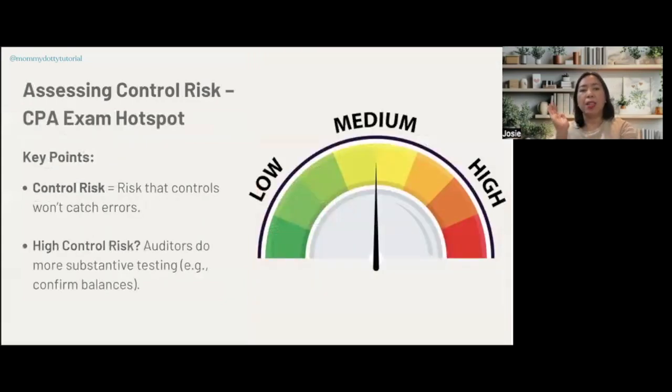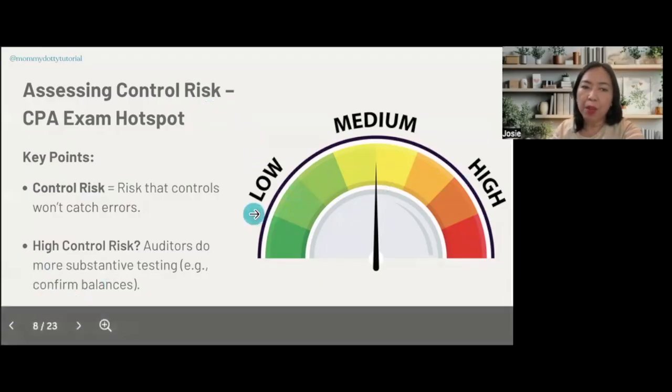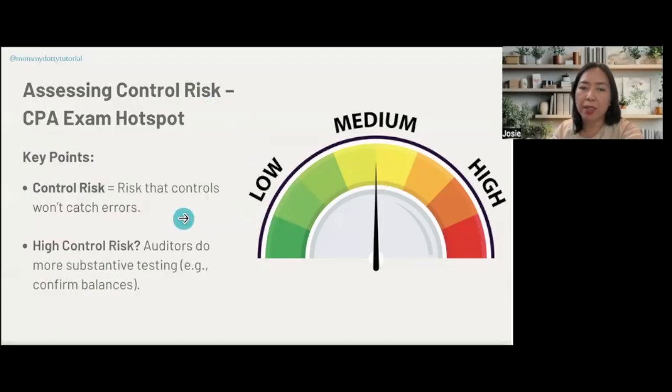Let's go to assessing control risk. This is a CPA exam hotspot, okay? Control risk is huge on the CPA exam. Remember that. So if controls are weak, auditors can't rely on them. So remember this, key points. Control risk equals risk that controls won't catch errors, okay? So they test more transactions directly.